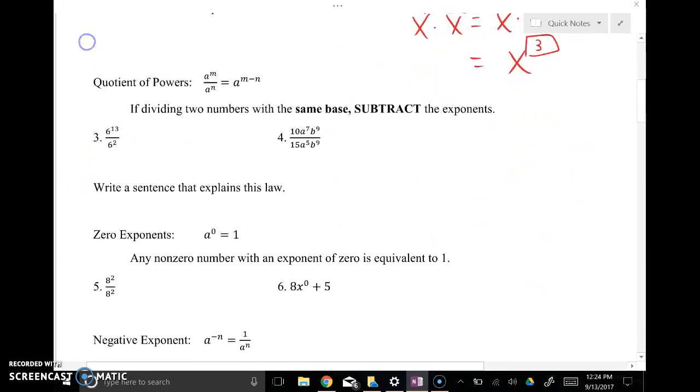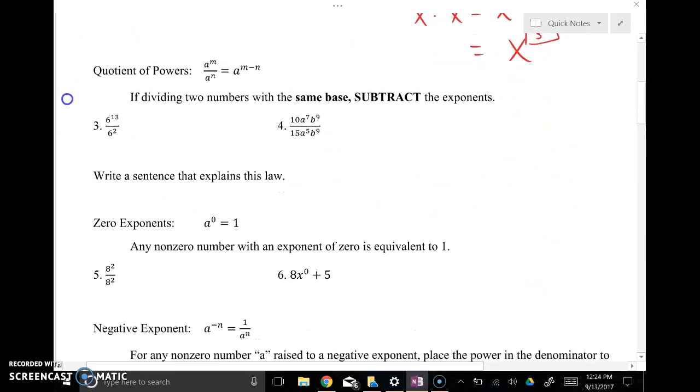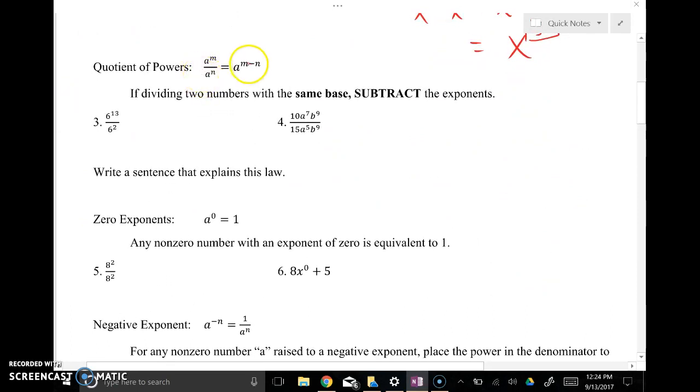Our next rule is the quotient of powers. So when I divide like bases, I'm going to subtract the exponents. So real quick, 6 to the 13 divided by 6 squared would be 6 to the 13 minus 2, which is 6 to the 11th.